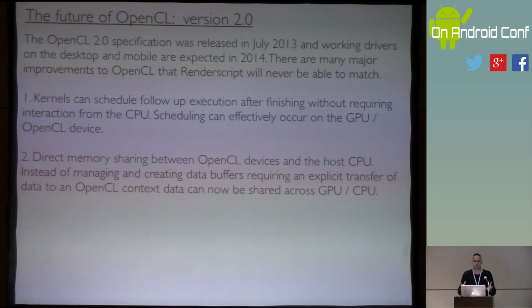So Renderscript is neat, but it's not forward-looking. I don't think it's forward-looking at all. So I think we really need to embrace equal access: Renderscript for folks that really want to use it, and OpenCL for the rest of us that really need to talk directly to the hardware.